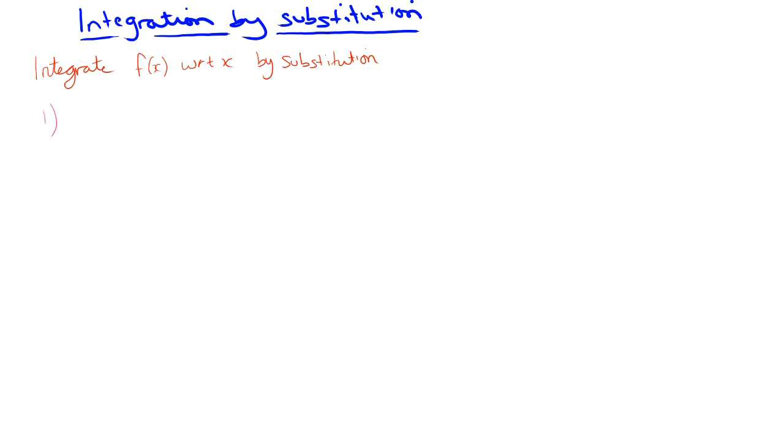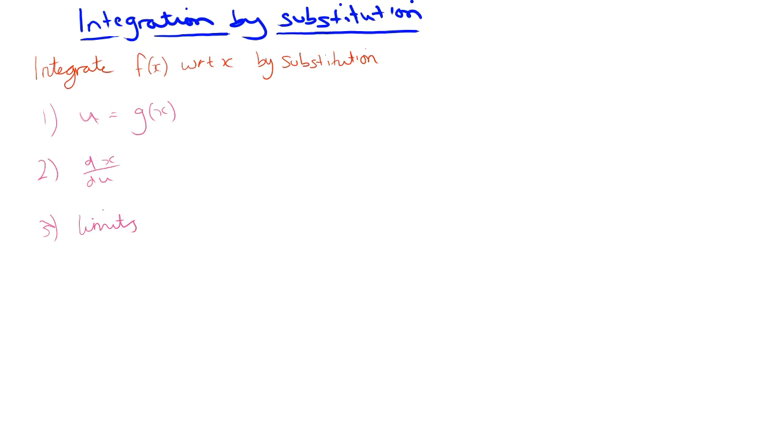So the first thing that we will have to do to integrate using the substitution method is to find a function u which is a function of x. And we'll show you how to do that in a minute. Second step is to calculate dx by du, and the third one is to look at the limits if it's a definite integral.